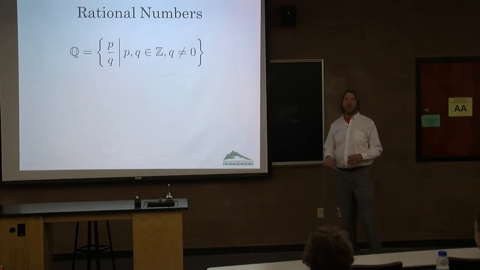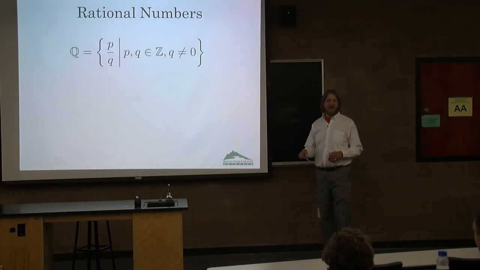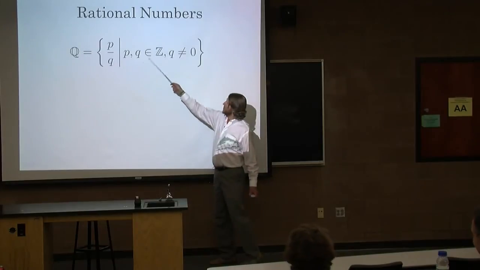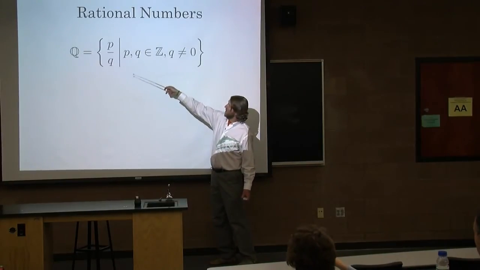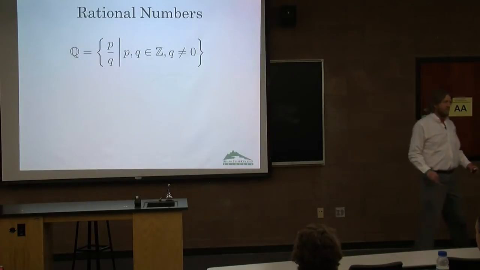It's actually from quotient. By the way, you might wonder why Z is the symbol for the integers. It's from the German word for numbers, Zahlen. So the rational numbers are formed by taking any 2 integers, as long as the one on the bottom isn't 0, and making a fraction. So it's all the fractions.